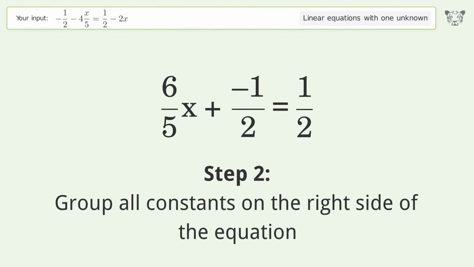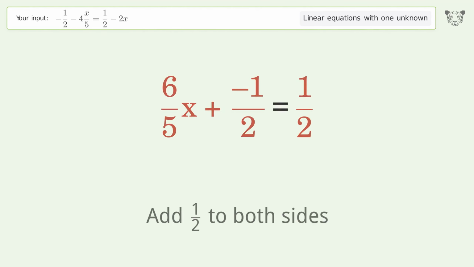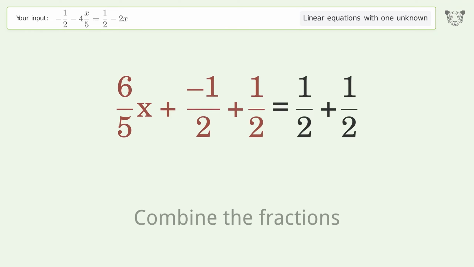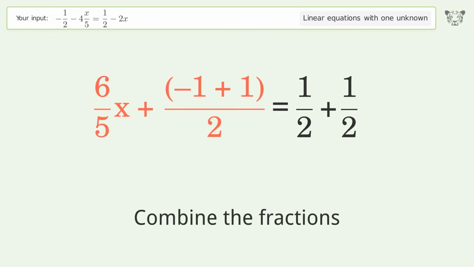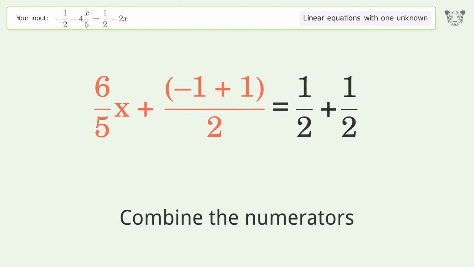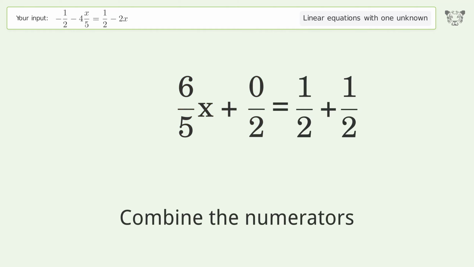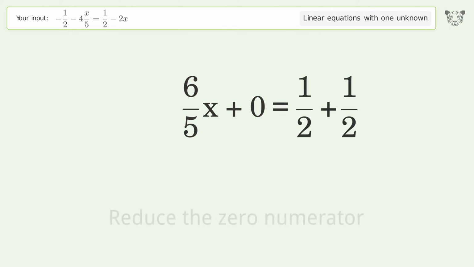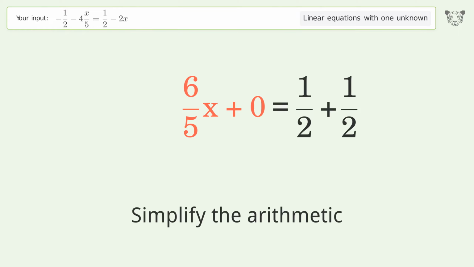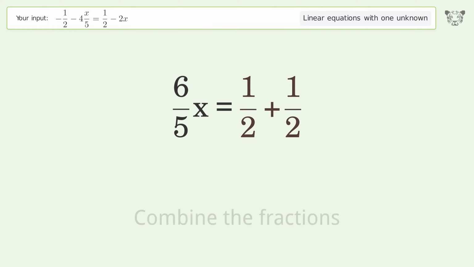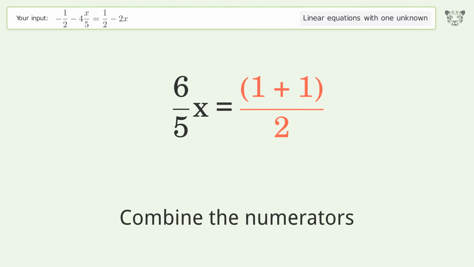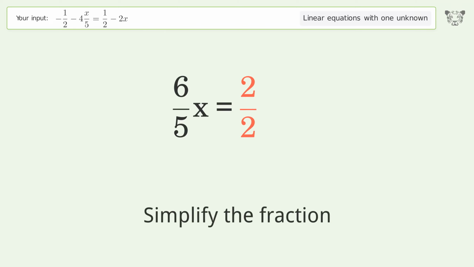Group all constants on the right side of the equation. Add 1/2 to both sides. Combine the fractions. Combine the numerators. Reduce the zero numerator. Simplify the arithmetic. Combine the fractions. Combine the numerators. Simplify the fraction.